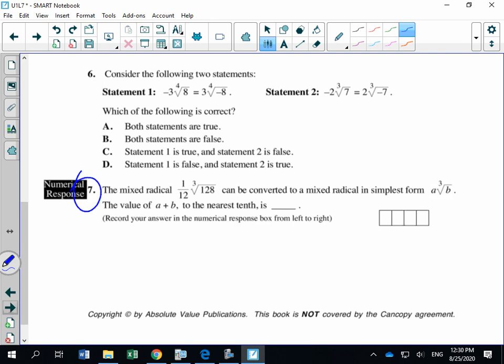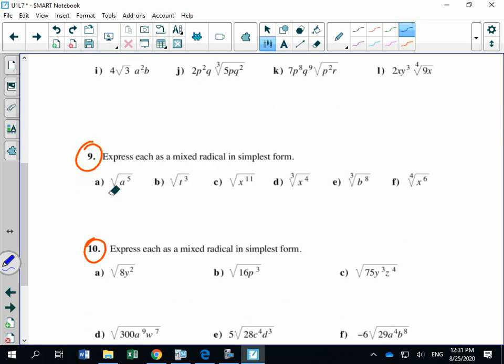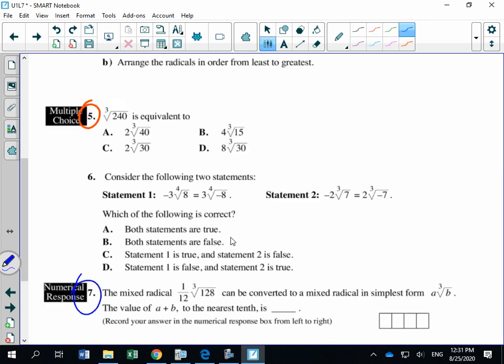Seven. I'm going to add because that's a good exam question. I like this one. And then I've got number nine I want you to do, which is the letters, which is what we just did. And number 10, which is what we just did, simplifying. Okay. And that's your homework. So we need to add, I'll add number 7.